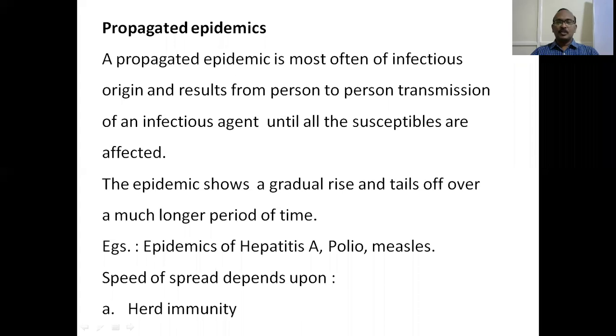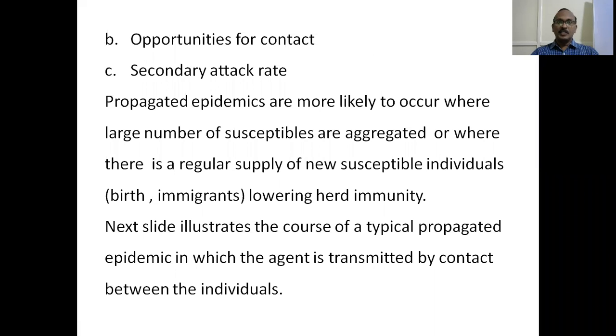So here the epidemic shows a gradual rise and tails off over a much longer period of time. Examples are epidemics of hepatitis A, polio, and measles. Now, the spread of this particular propagated epidemic depends upon herd immunity of the people affected, opportunities for contact, and secondary attack rate.